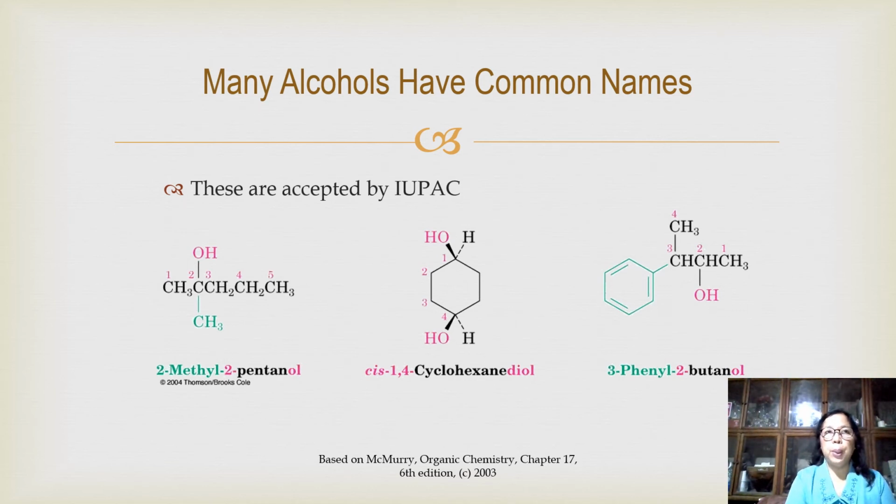So this is 1, 2, 3, 4. It is butane, butanol. So for the number of carbons, you start numbering the carbon where the OH is. So you have 1, 2. You have there 2-butanol. But you have an alkyl group, the phenyl ring. So you continue 1, 2, 3. So you have 3-phenyl-2-butanol. Okay?